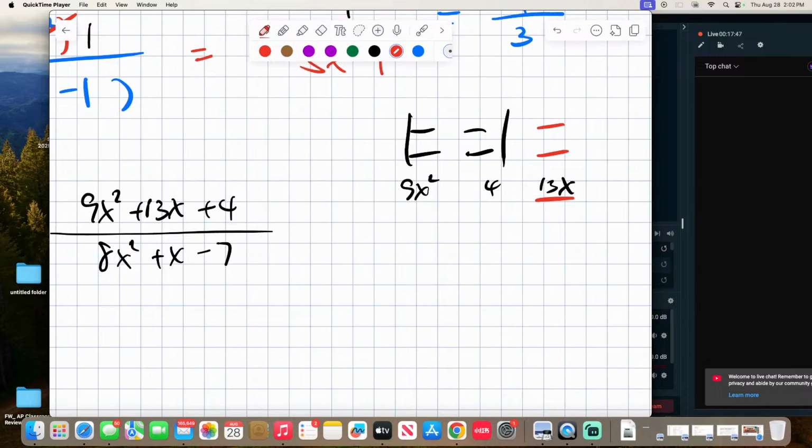So I say, how do I get to 13? Usually I'll do 3 and 3, but in this case I can see 3 and 3 doesn't work. If I put 3 and 3 and 2 and 2, that's going to give you 6 and 6. That's not going to give you it correctly. So I'm going to do 9x and x. And I'm going to get 1 and 4. Why? Because that's going to give you 9x and this is going to be 4x, and that's how I get 13x.